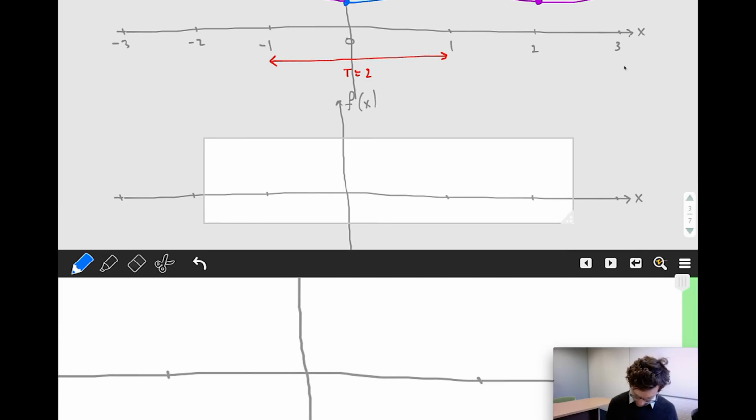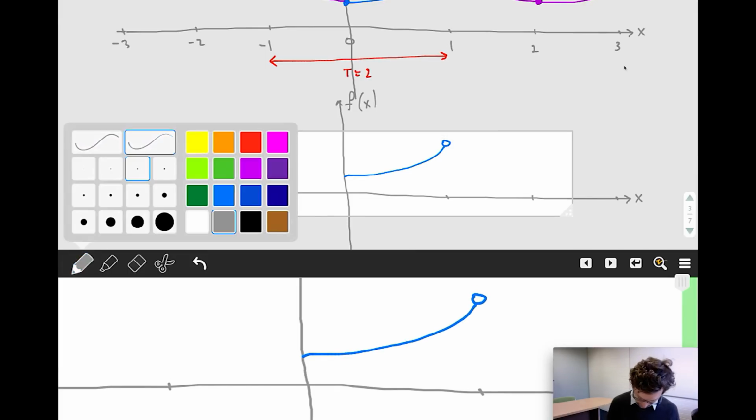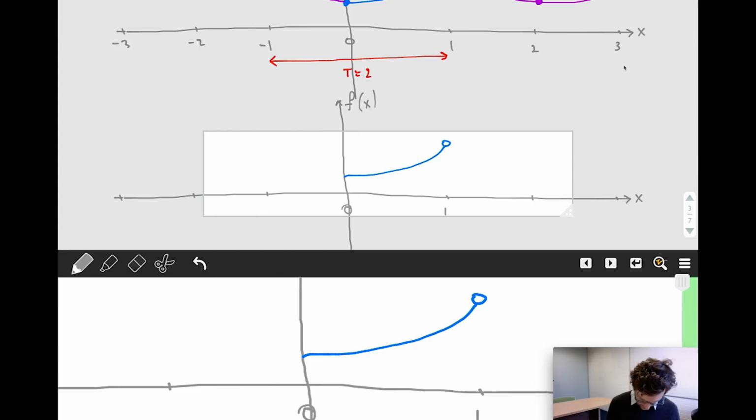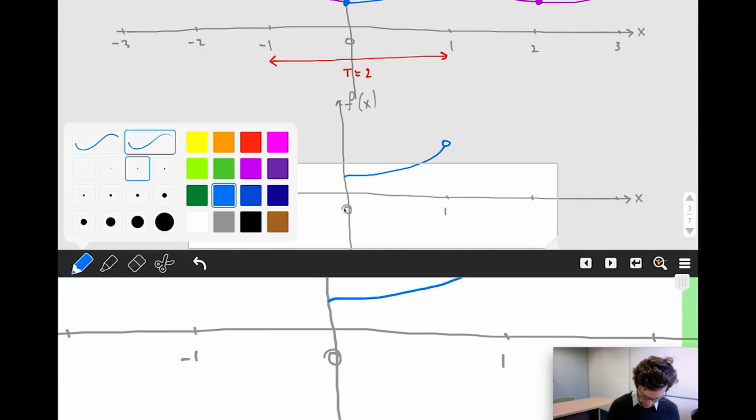Here's my original function. I'm going to create the odd tile. Let's leave that circle off for the moment, because I'm going to have to deal with what happens at x equals 0. I'm going to make an odd function by flipping this thing left-right. So it would do something like that. And then flipping it upside down. So you can see I would end up with something that looks like this.